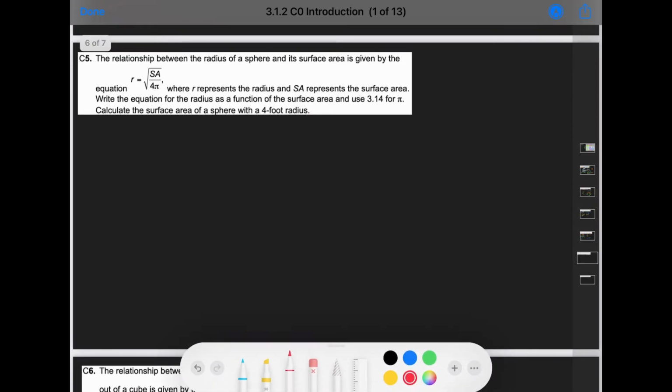Alright, C5, guys. The relationship between the radius of a sphere. Let's draw a sphere. I like drawing. Do you guys like drawing? Okay, radius of a sphere. So a sphere, you kind of draw a solid circle, and then another circle going around. That's more solid. And then the radius, let's just draw, goes from here to here.